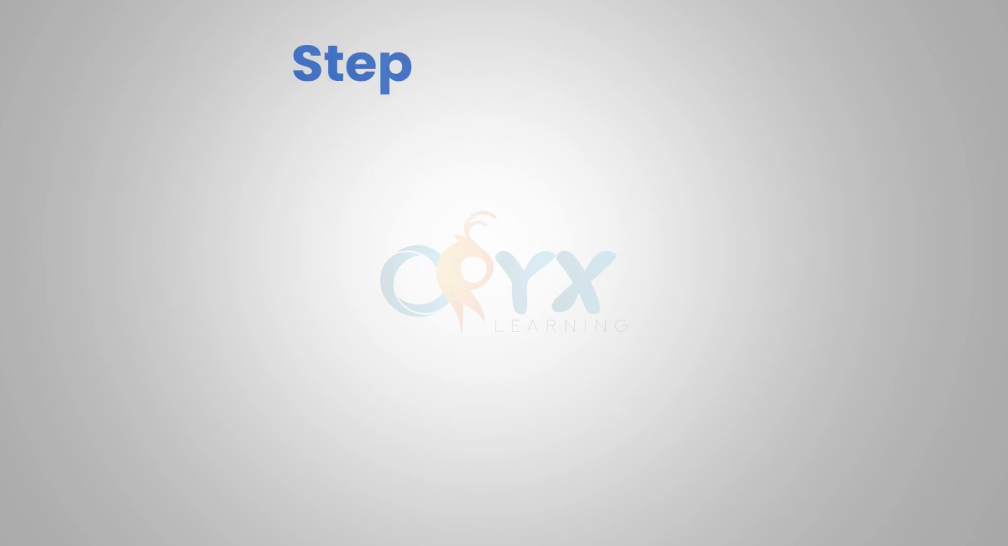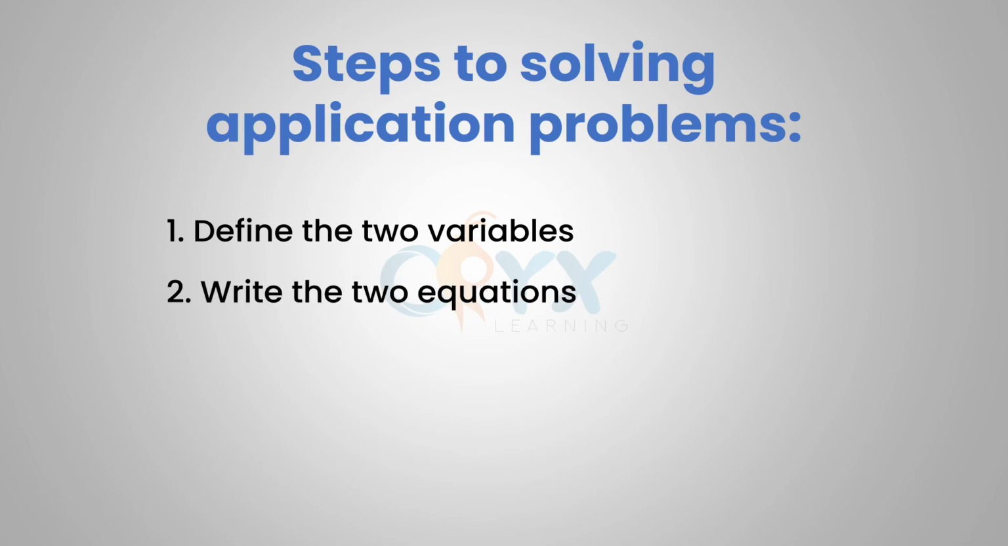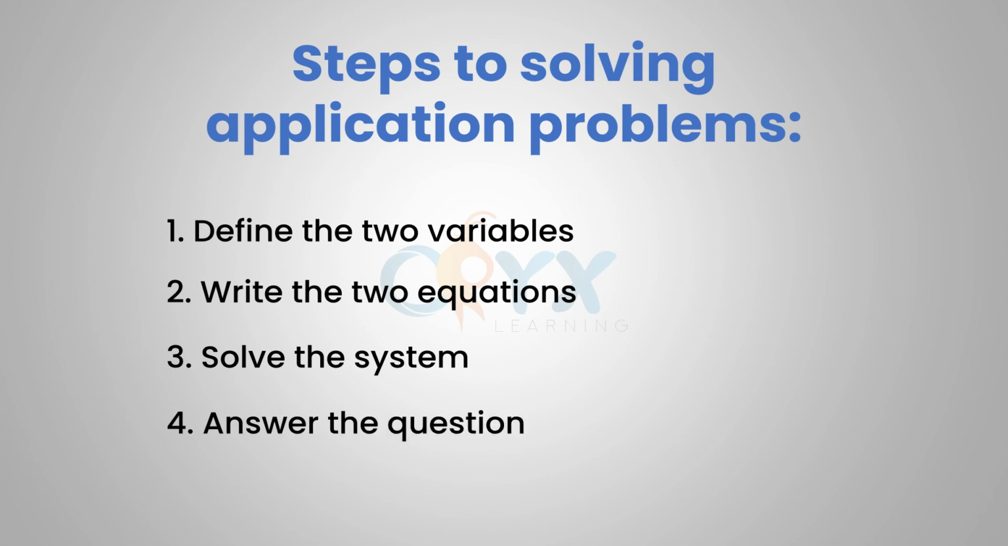So again, our steps to solving applications problems: we first need to define the two variables. We will then write the two equations. Third, we solve the system using one of our methods. And fourth, make sure you go back and answer the question that is asked.